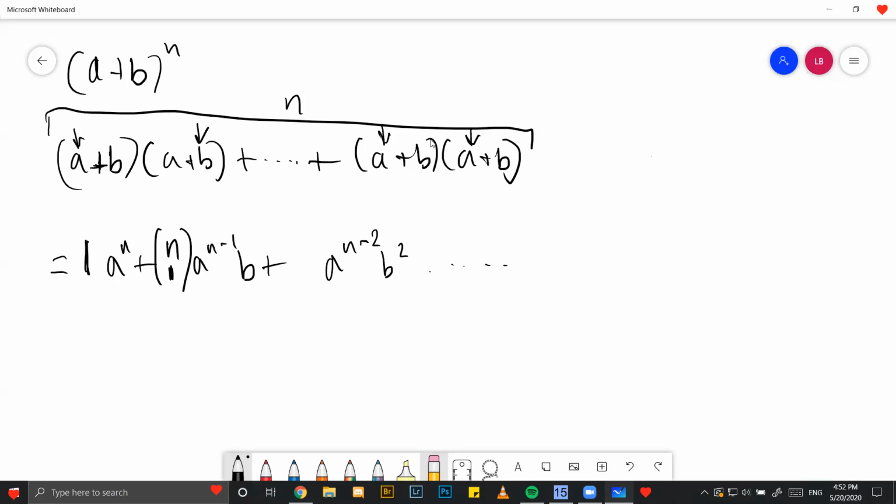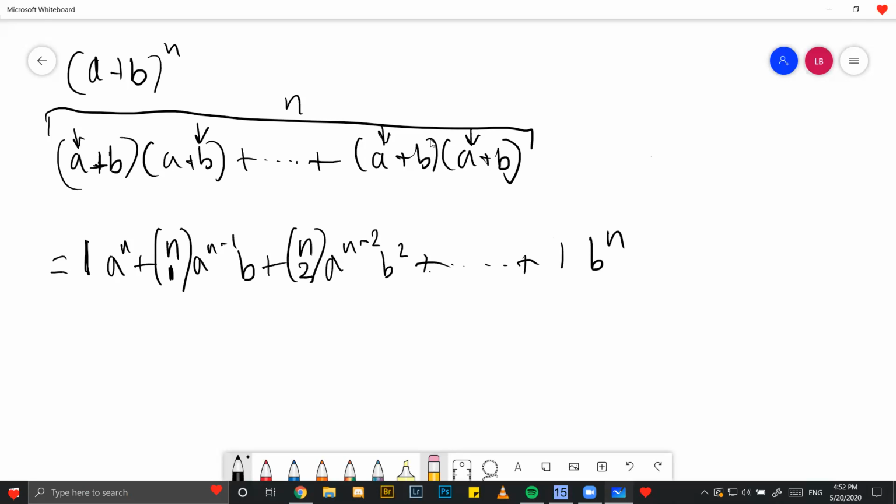That's n choose 1. Then out of n positions, you can choose 2 to get the b squared, and so on, all the way until you end up with 1 times b to the n, symmetrically. That's where the choose comes from, because you're trying to choose all the different possible combinations.